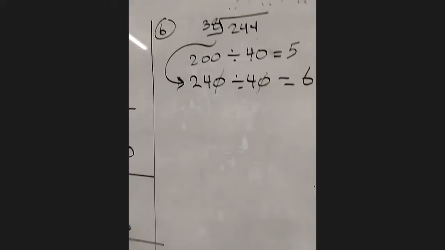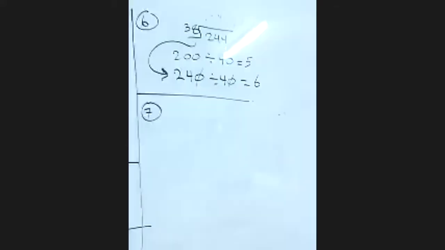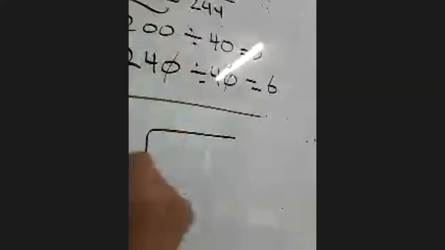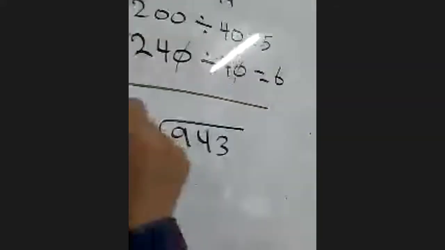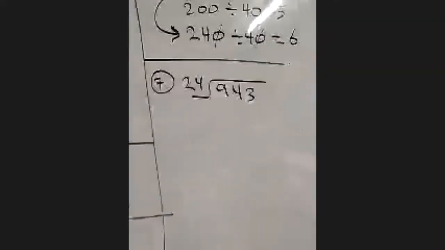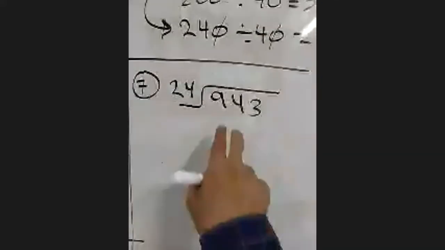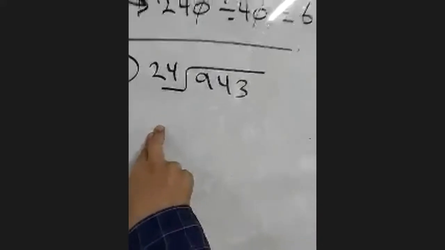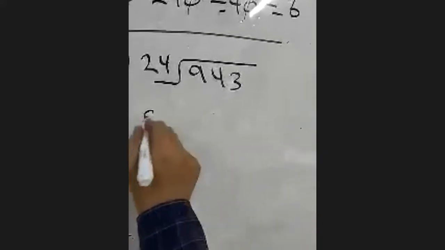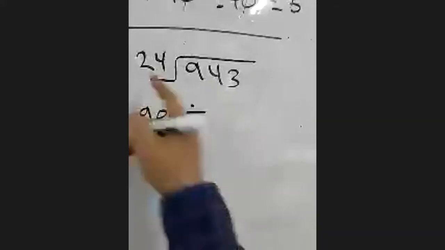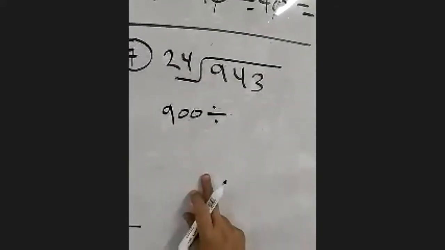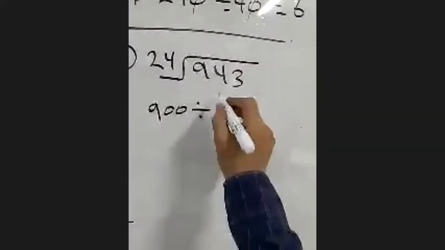Muawiyah. Yes, Miss. What do we have in question 7, Muawiyah? 943 divided by 24, right? Yes. But can you tell me what we will use for 943 here? How will we write it? 900. 900, okay. And the 24? 20.